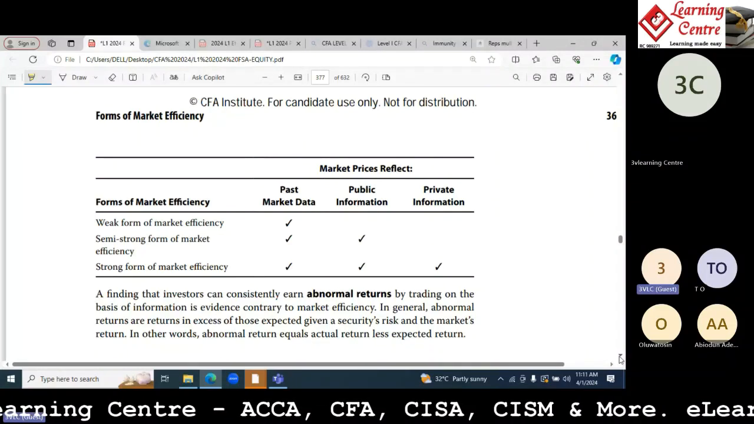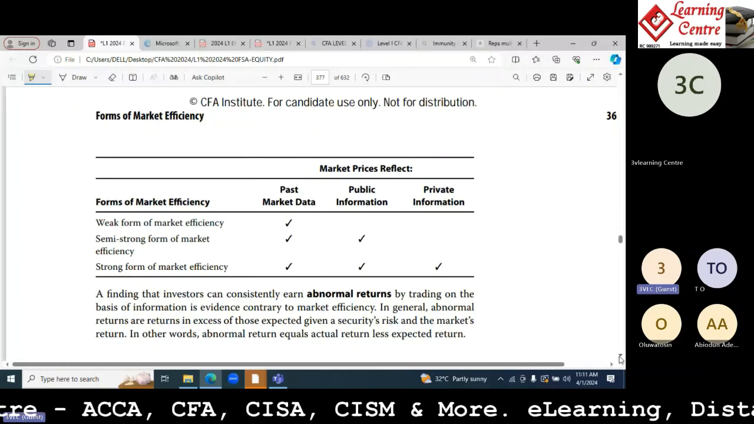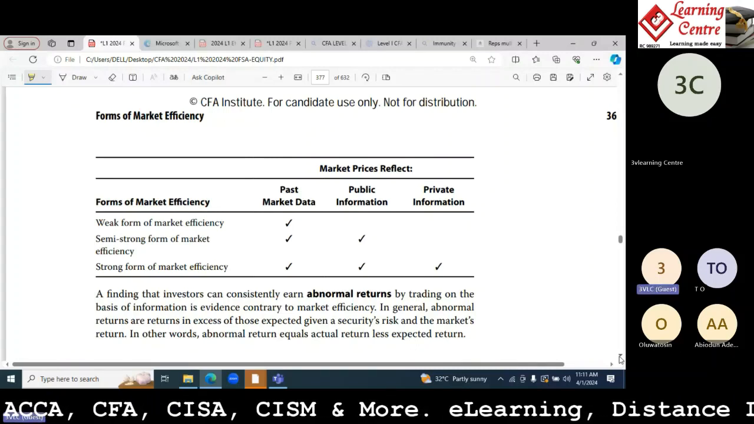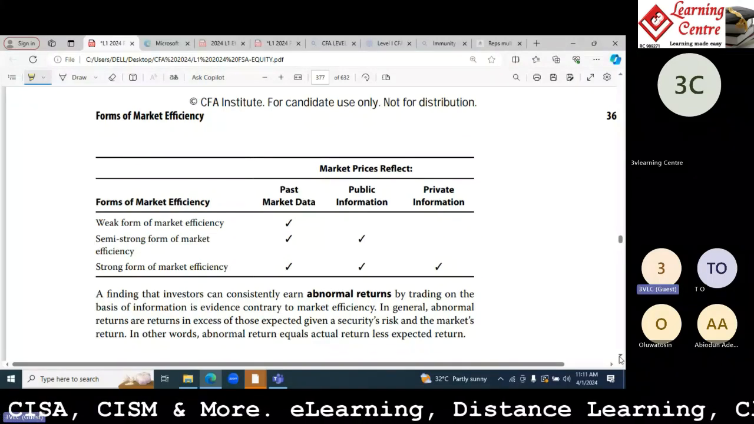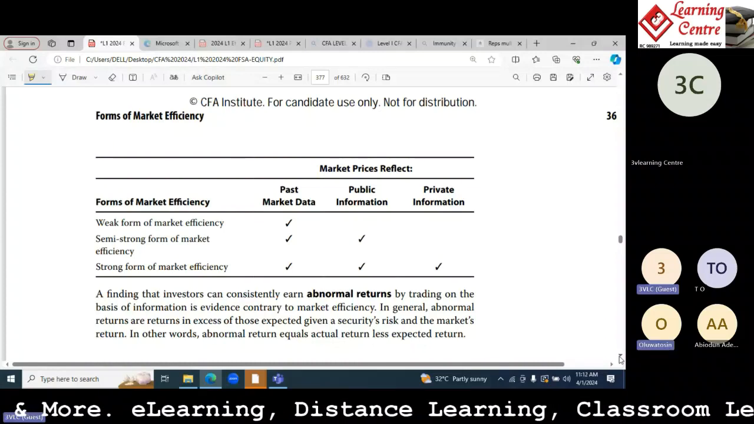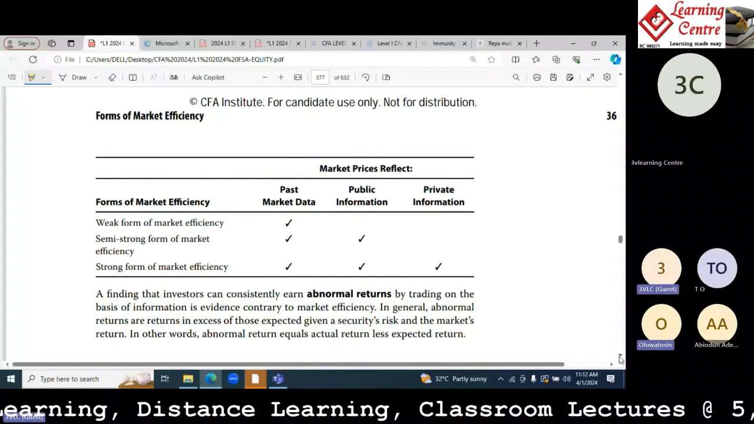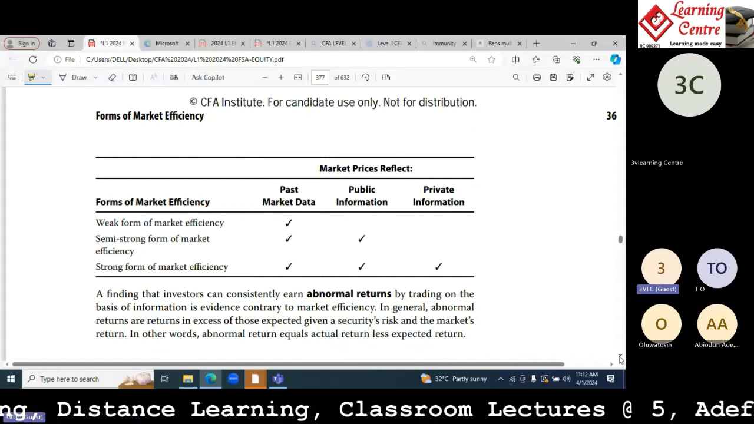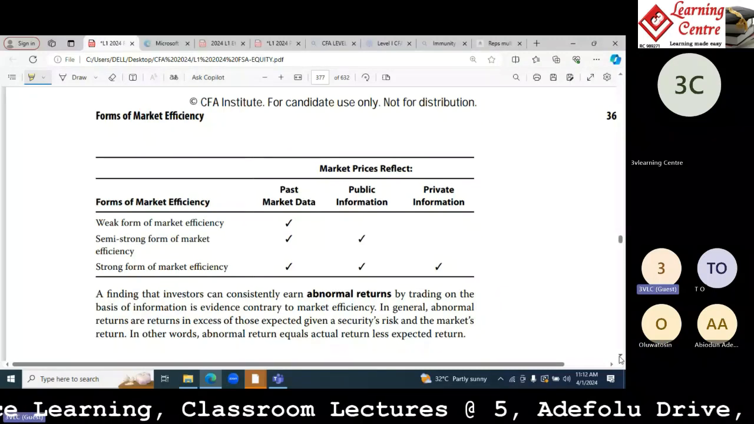Because in the semi-strong, public information is already reflecting in market price. And as an active portfolio manager, you want to look for a way to extract value from that market. The curriculum is saying that fundamental analysis would be a waste of time. Making use of fundamental analysis would be a waste of time.